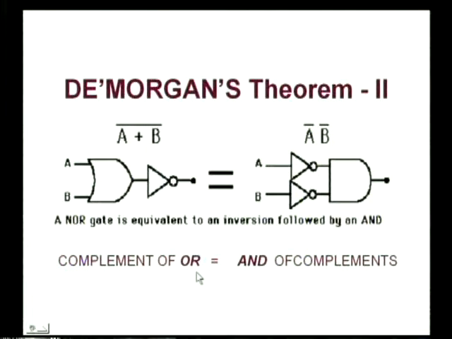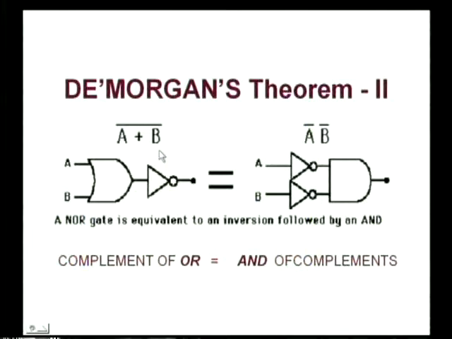Here we see the second theorem of De Morgan. It states that the complement of OR is equal to the AND of complements. So, the complement of OR becomes NOR, A plus B, that is A ORed with B whole complement. It should be equivalent to the AND of complements. A is turned into A bar, B is turned into B bar, and the output of this AND gate will be A bar ANDed with B bar. How is this made equal?